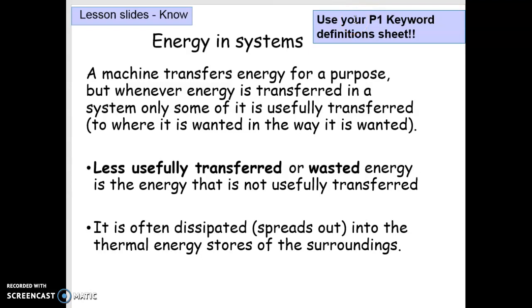Okay, so whenever energy is transferred for something in a system, only some of it is usefully transferred. Nothing is 100% efficient. Okay, usefully transferred means it's transferred to where we want it in the way it's wanted, and if it's less usefully transferred, sometimes called wasted energy, then it hasn't gone to where we wanted it to, or it hasn't been transferred to the energy store we wanted it to be transferred to. So this is where the word dissipation comes in, because energy often is spread out, dissipated into the surroundings, and it usually ends up going to heat up, to increase the thermal energy store of the surroundings. Okay, make sure you pause the video and get that down.